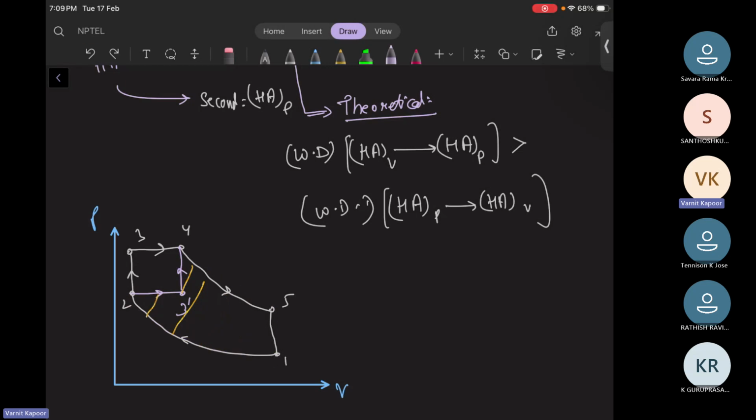So what you observe is that the net work output, there is a loss of work happening in this cycle. That is why work done is higher when you add heat at constant volume than at constant pressure. So let me follow this line to show both the processes. Okay, is it clear or any doubts to anyone?